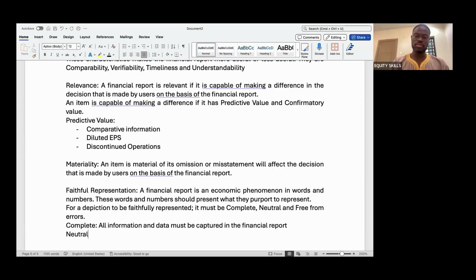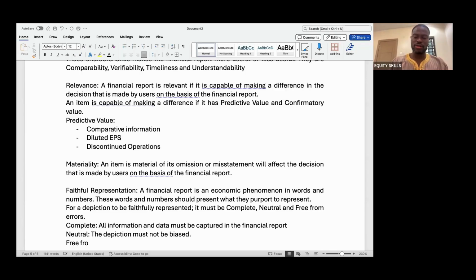Neutral. Your depiction must not be biased. Don't have a mindset. So the depiction, the words and numbers must not be biased. Don't say because analysts have predicted that our company would make 2x our profit of last year, you are now manipulating your report to meet that. No, you cannot be biased. It has to be neutral. You present it the way they are.